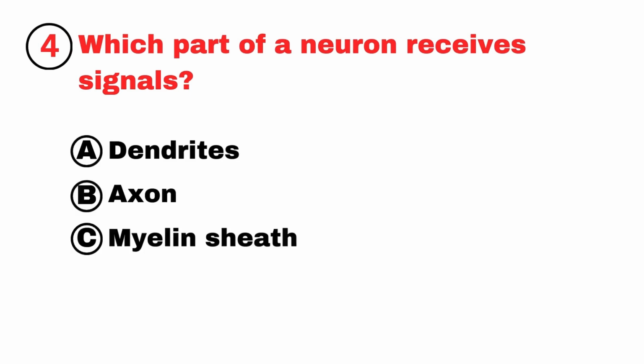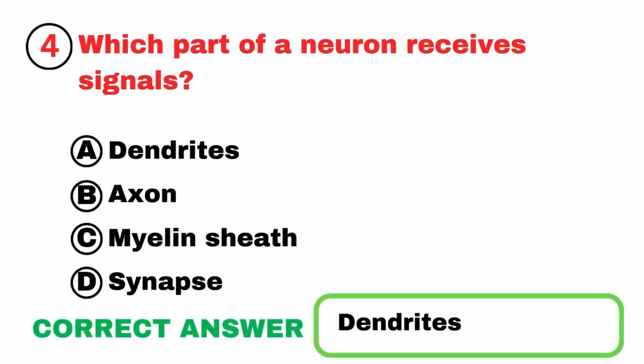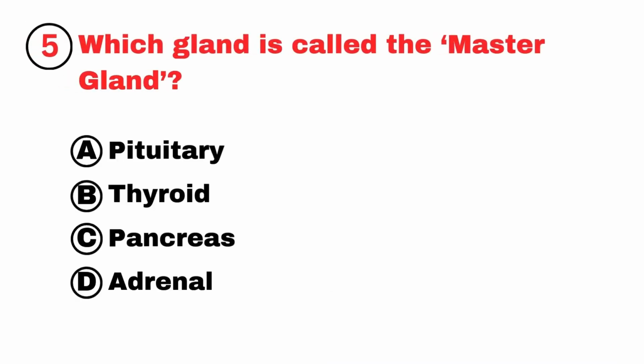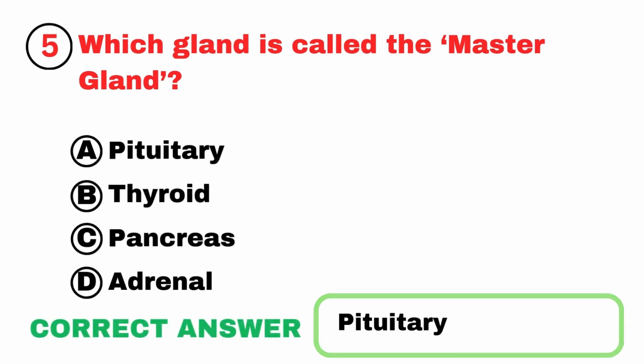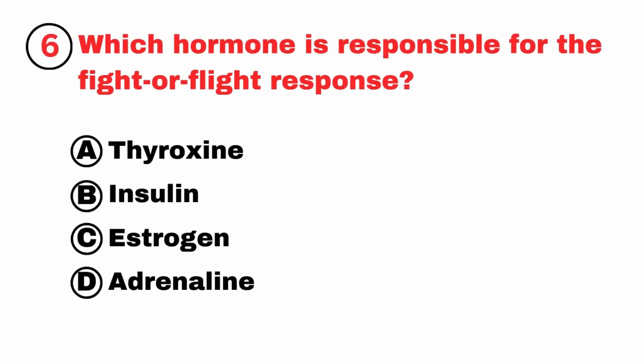Which part of a neuron receives signals? Dendrites. Which gland is called the master gland? Pituitary. Which hormone is responsible for the fight or flight response? Adrenaline.